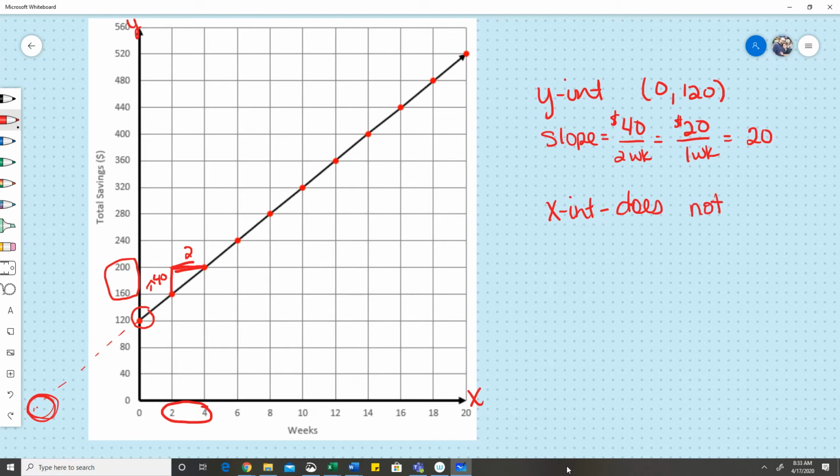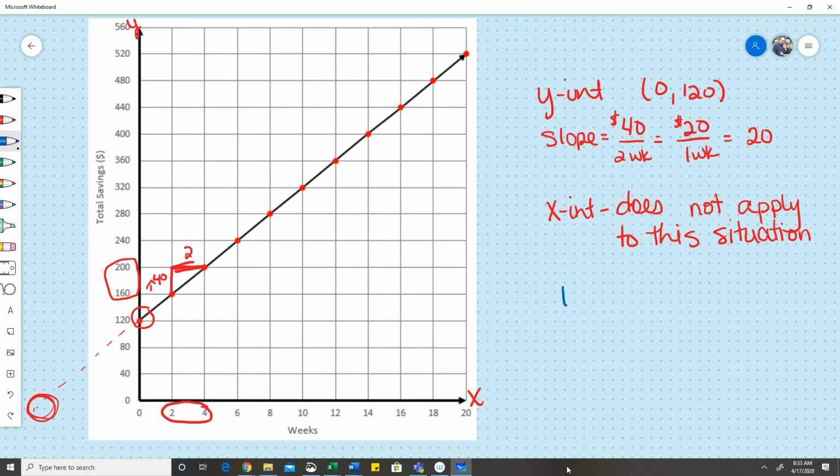Okay, and that happens sometimes. You get certain situations where you're just not going to have an x-intercept. In that case, you just make a note that it doesn't apply in this situation, or that it doesn't make sense in this situation. And we move on. Since we don't have an x-intercept, we can't have a 0, okay?